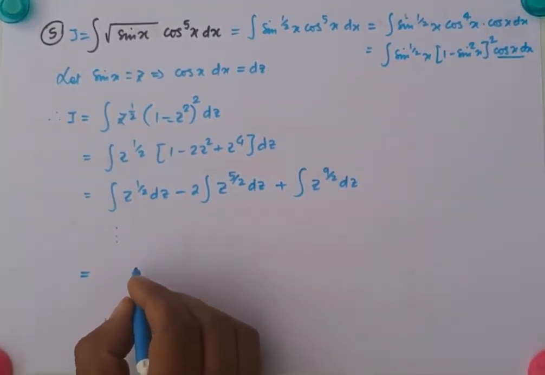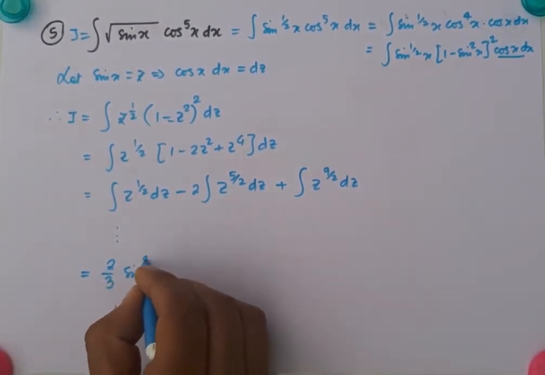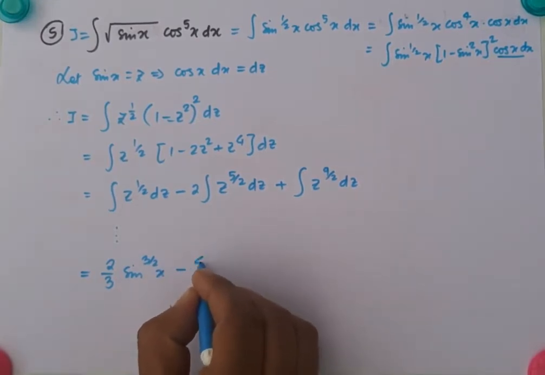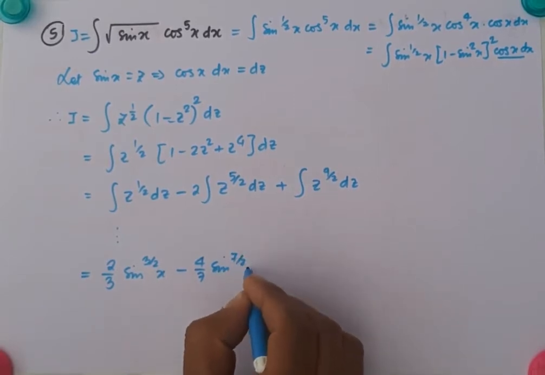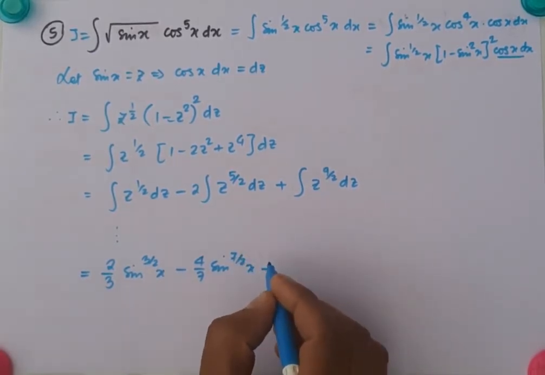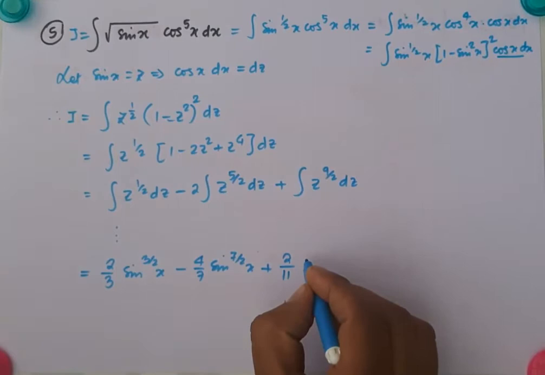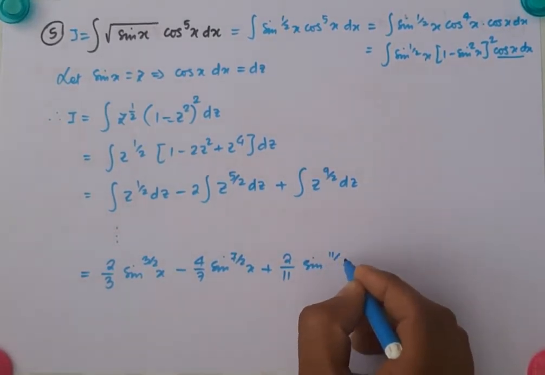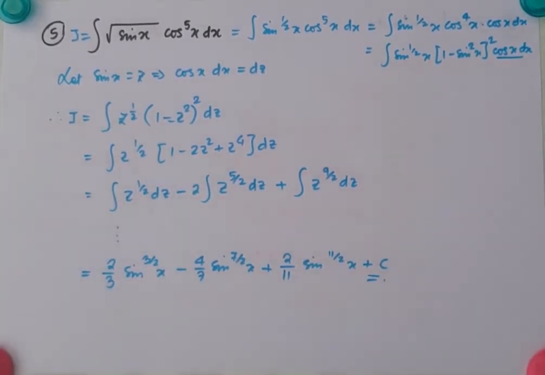It will turn out to be 2 by 3 sin to the power 3 by 2 x minus 4 by 7 sin to the power 7 by 2 x plus 2 by 11 sin to the power 11 by 2 x, with a constant of integration. This will be your final answer.